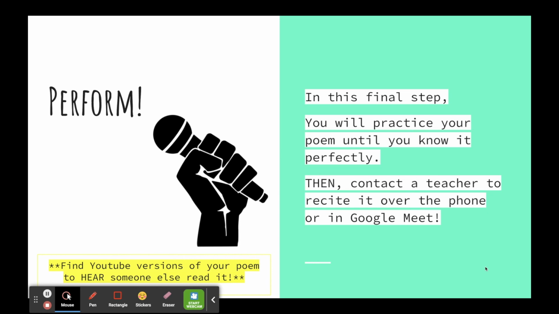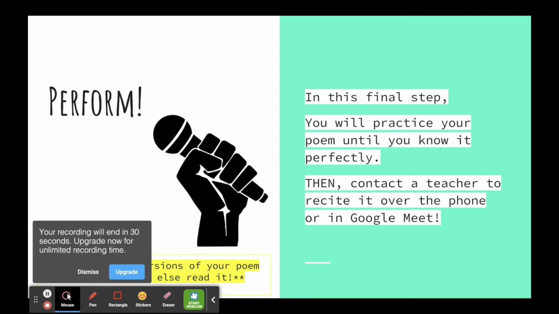In this final step, you will practice your poem until you know it practically by heart. A big suggestion, helpful hint, is to find on YouTube a version of your poem being read aloud, because then you'll know how it's supposed to rhyme and the beat that it should have and how to pace yourself, whether to read it quietly and softly or loudly.